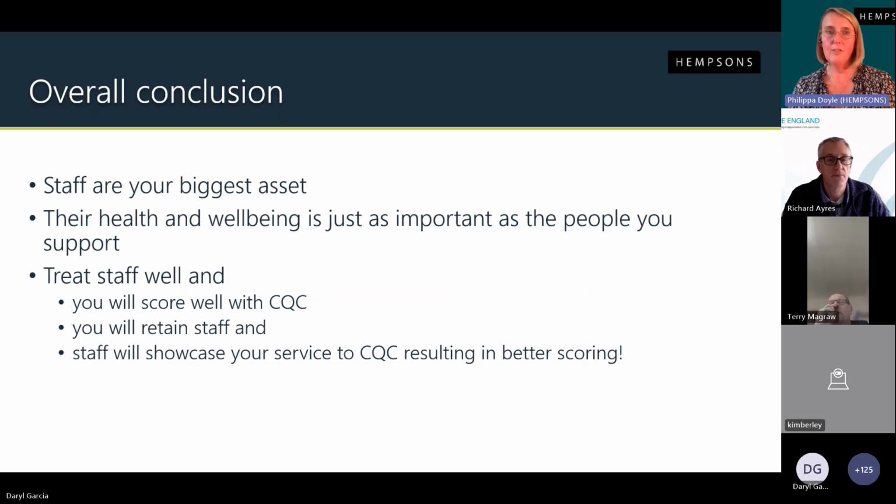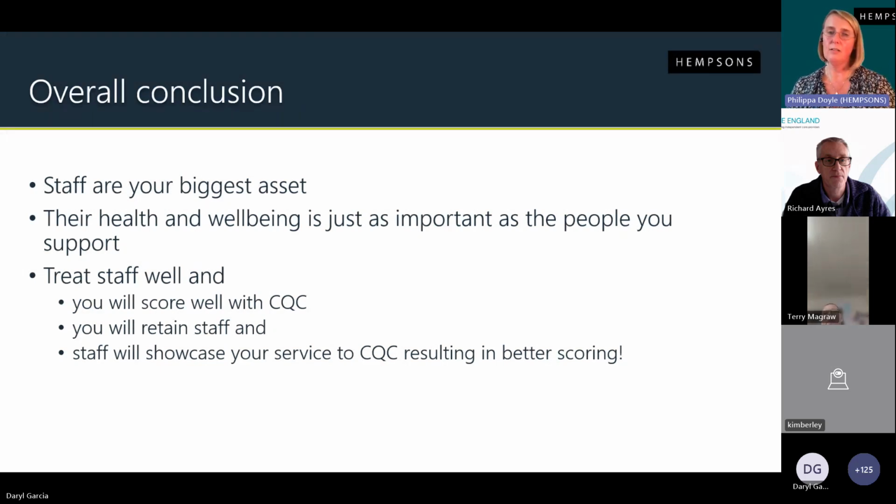Staff are your biggest asset. You know that. And their health and well-being is just as important as the people that you support. Staffing is a huge issue across social care providers and across the NHS. And we know how easy it is for staff to walk away from one service and go and get a job somewhere else, whether that's with another provider or with a supermarket or Amazon or wherever else. So it's really important to treat your staff really well, because if you treat them well, they're going to respond to you. They're going to care for people well.